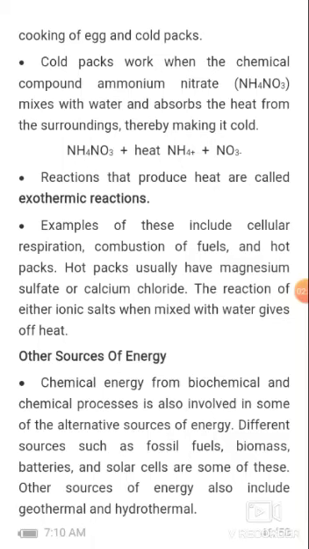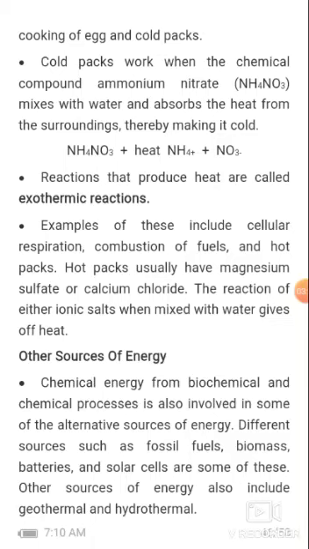This is common in spas. They are using hot packs to produce heat because when hot packs are wet with water, they will produce heat or steam. So other sources of energy, we have chemical energy from biochemical and chemical processes.